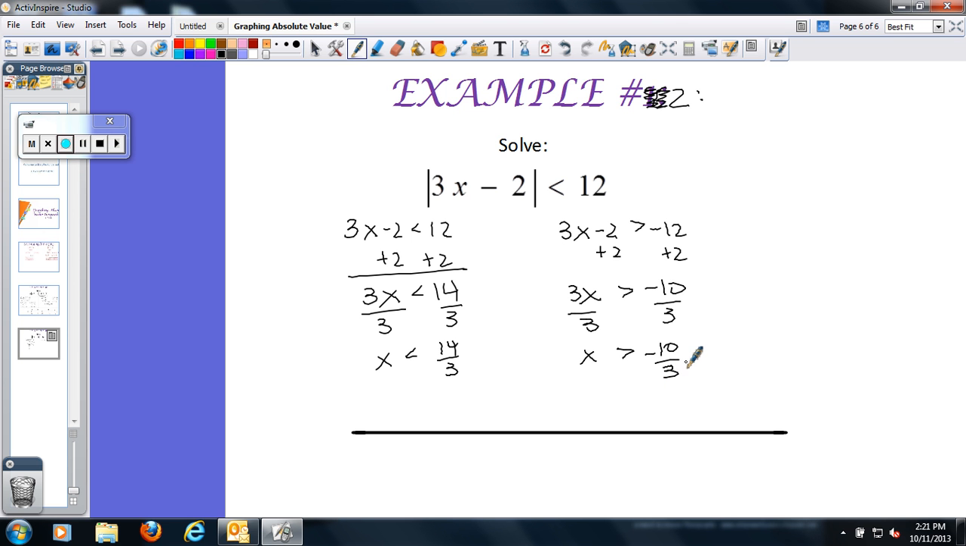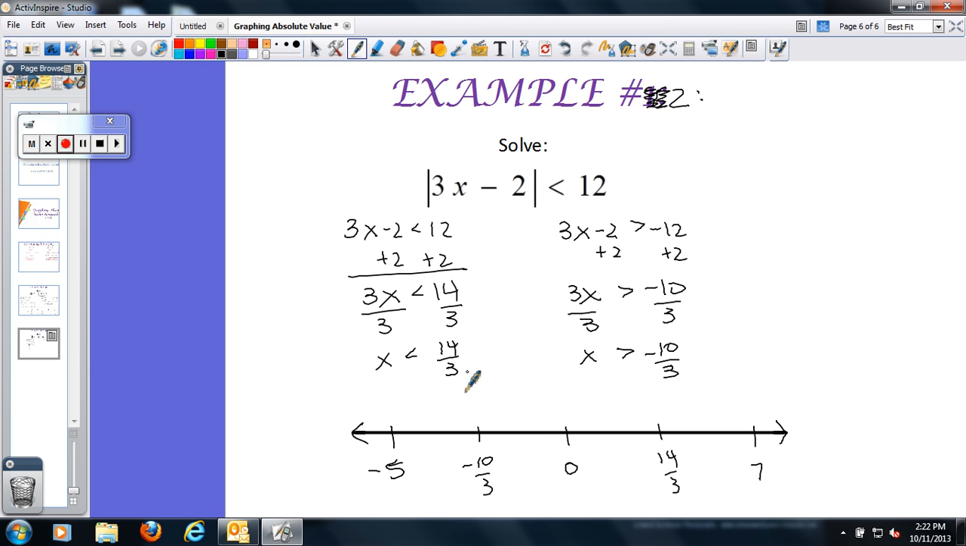Okay? Now, let's actually start by graphing. So I'm going to put 0 because I have a positive and a negative. I'm going to put negative 10 over 3 and 14 over 3. Now pick another number that's smaller and another number that's bigger. So 14 over 3 is more than 4 but not 5, so I'm going to put 7. And negative 10 over 3 is more than 3 but not 4, so I'll put negative 5.